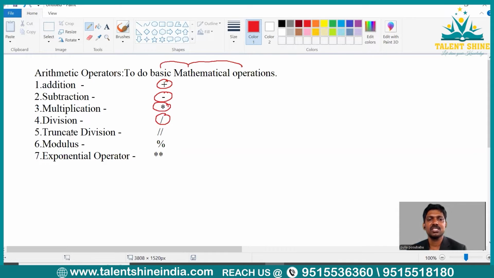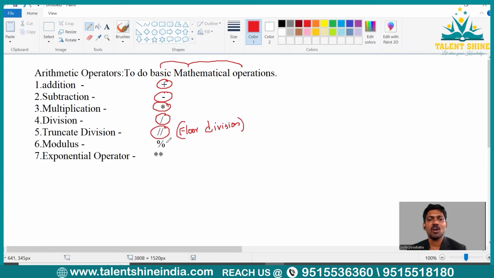And the second one is truncate division, right? So it is also similar to division. So we also call truncate division as floor division. So do remember this point. So truncate division is also called as what? Floor division. Okay. So we are using here double forward slashes.